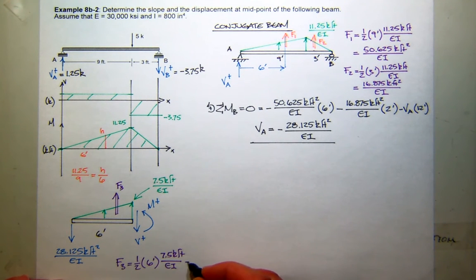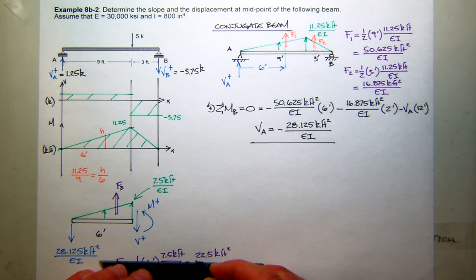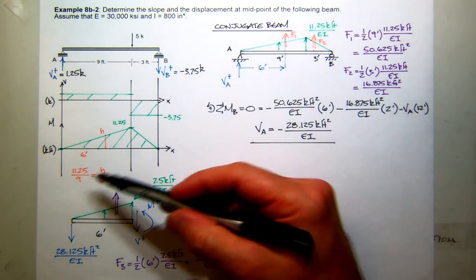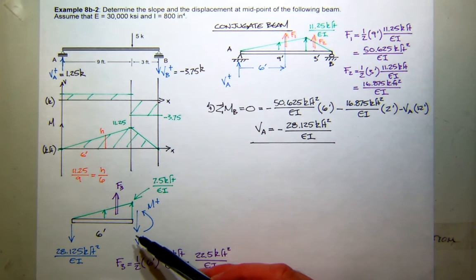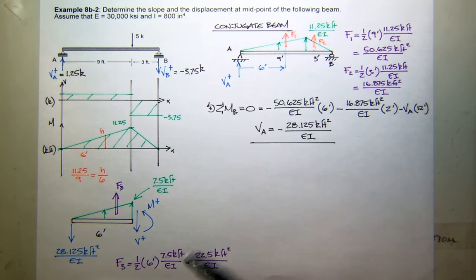What's that equal to? 22.5. That's kip feet squared over EI. Lots of little details to keep track of. So now I've got everything put together. It's just a matter of finding the shear force and the bending moment. You could do either one.